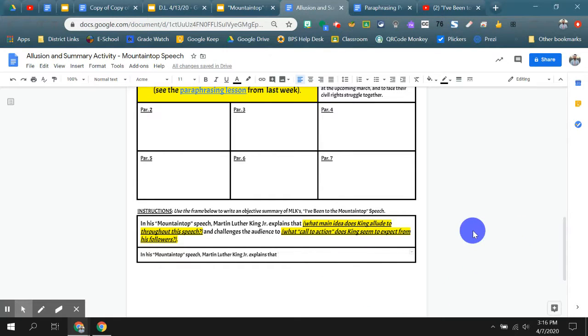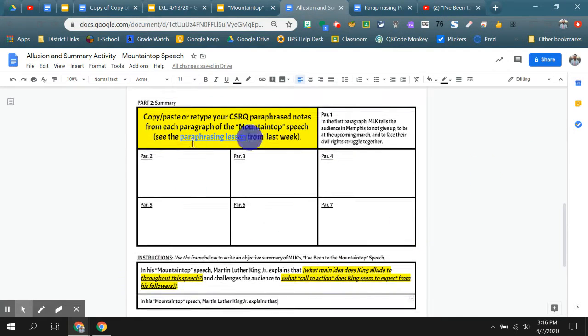So we get here: what main idea does King allude to throughout this speech? After you've copied and pasted all of your paraphrases for each paragraph, just skim through there and see what's the recurring theme throughout all of them. What's the thing he keeps talking about over and over again? What's the idea that he keeps hitting on time and time again? That might be the main idea that he's alluding to throughout his speech. So what is he trying to get across? What point does he want his audience to take away from that speech?